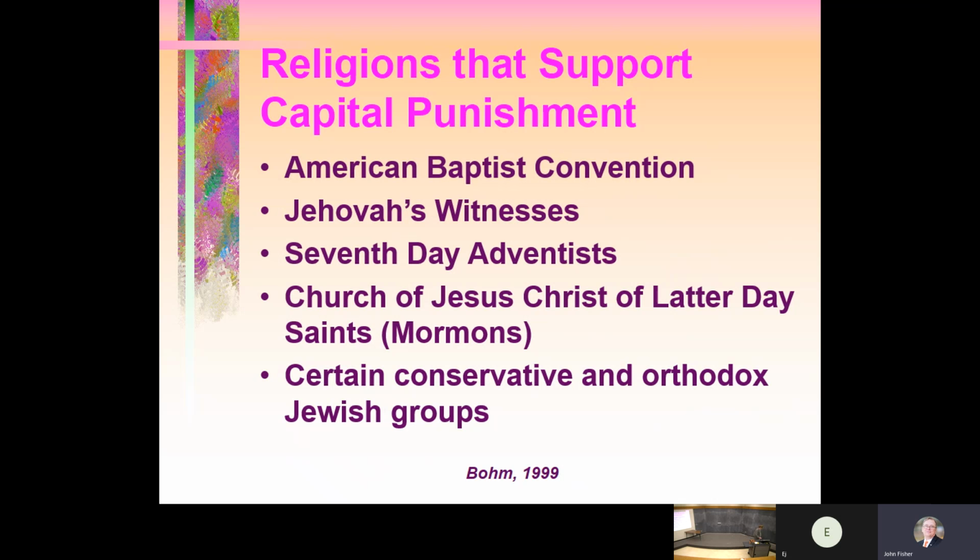So, religions that support capital punishment include the American Baptist Convention, the Jehovah's Witnesses, the Seventh-day Adventists, the Church of Jesus Christ of Latter-day Saints. If you don't know who that is, that's the Mormon Church. And conservative and Orthodox Jewish groups.